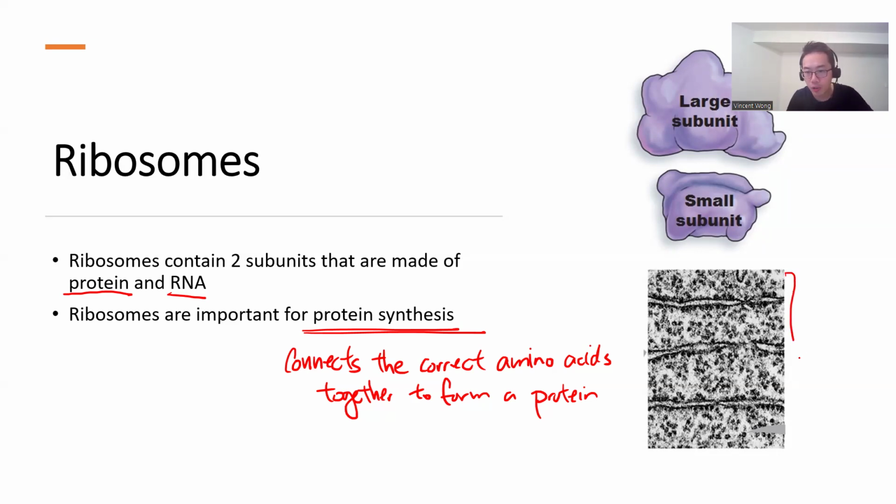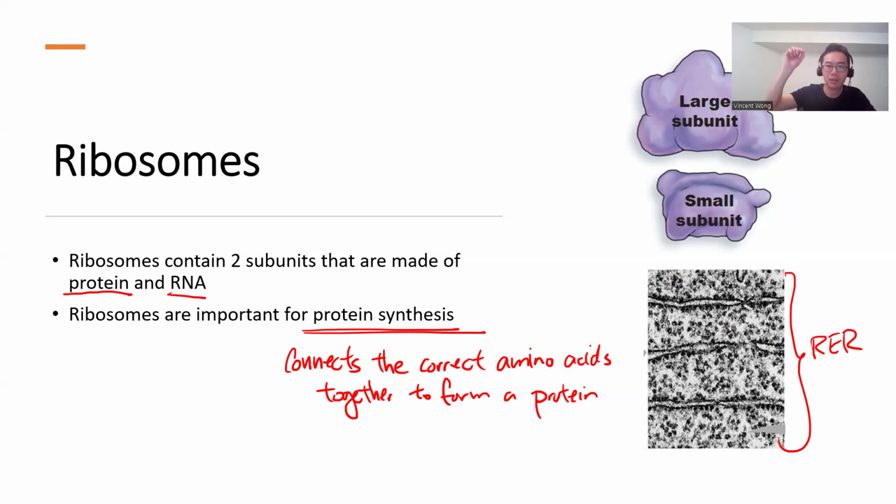This picture shows the rough ER. The black lines here, that's the endoplasmic reticulum. It's not very clear, but I mean it's a limitation of the microscope, right? But all these little black dots here, those are the ribosomes, right? Okay.